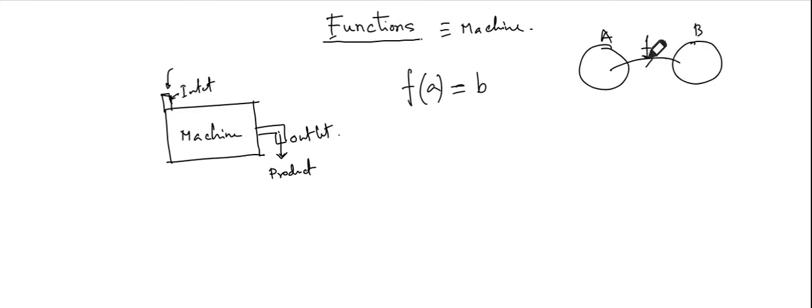So this is a machine or a rule which converts the element a in the set A to an element b in the set B. So if we put a under f, under this function, then it will give an element b in the set B. So this is called a function.